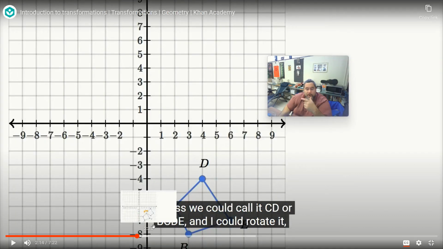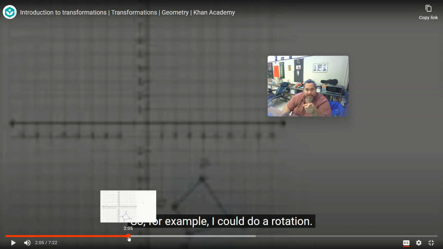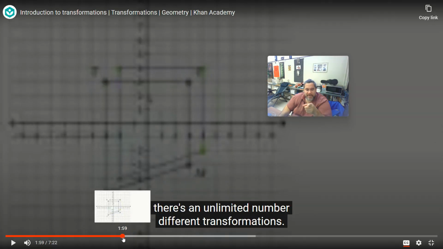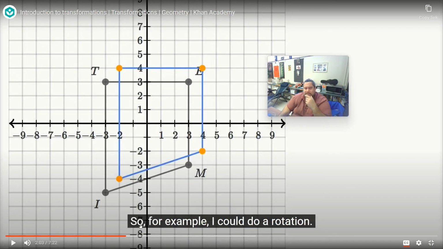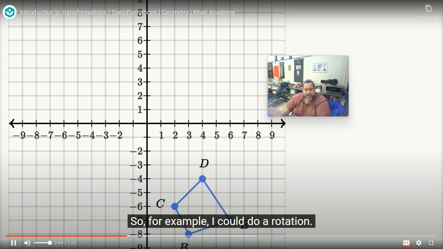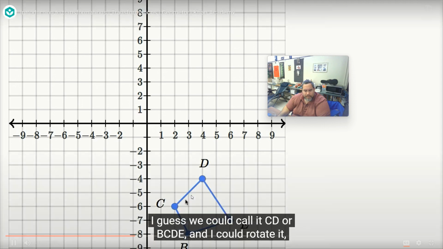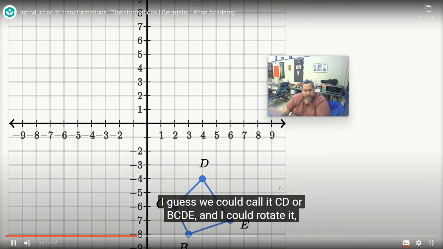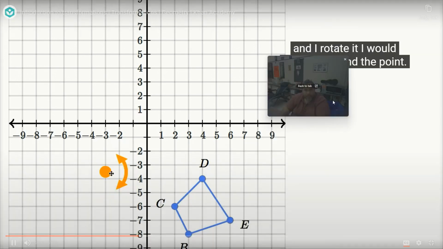Okay, at this point, whoa, look at this here. He shrunk it. So he might say what that means. I don't see in my objectives that I need to look up what that's called per se. I'll look at it. Let's see. What is that called? For example, I could do a rotation. So I have another set of points here that's represented by quadrilateral, I guess we could call it BCDE, and I could rotate it. And I would rotate it around a point.